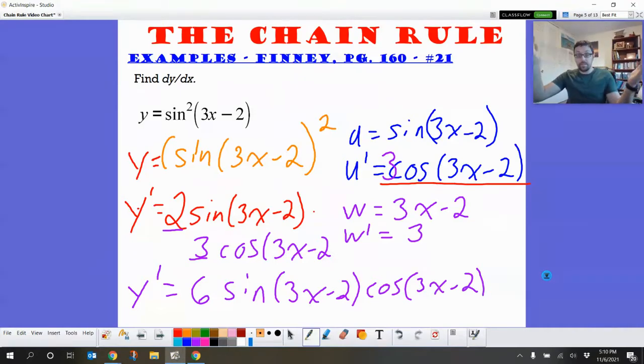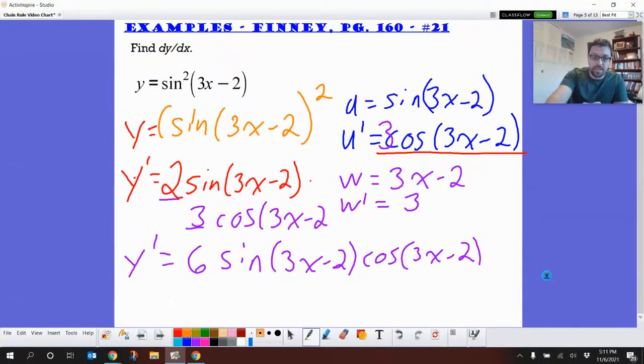All done. Now, you might remember from your trig identity days, and I hope you do, that we had a cool double angle identity: the sine of 2 theta was equal to 2 sine theta cosine theta.